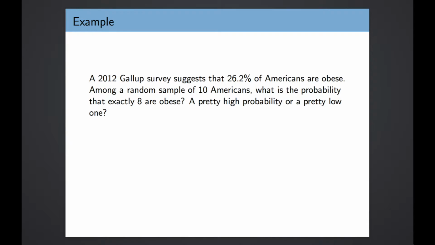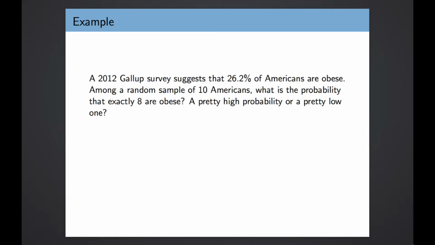So that's a little complicated and maybe not very intuitive, so let's put it to use by doing an example. In this example, we're looking at a 2012 Gallup survey that found that 26.2% of Americans are obese. If we took a random sample of 10 Americans, what is the probability that exactly 8 of those 10 would be obese? First, let's test some intuition.